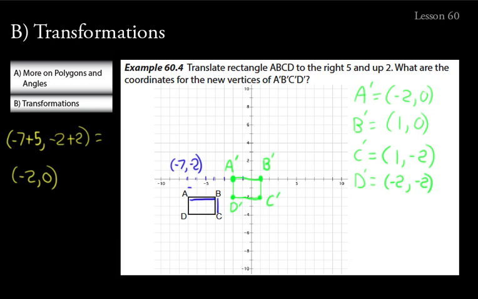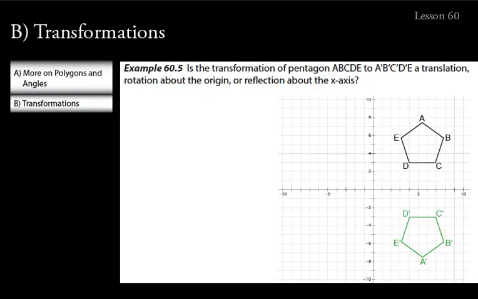Now, you didn't have to draw the translation when you do these on the practice sets and other places, but that is a good way to get started, right? So you figure out what one point is, and then from there you can figure out the rest of the points just by redrawing that rectangle. Let's do one more, and we have a transformation there. We see the prime transformation shape there. It's a pentagon, and we're asked, is that a translation, a rotation about the origin, or a reflection about the x-axis? What's going on here?